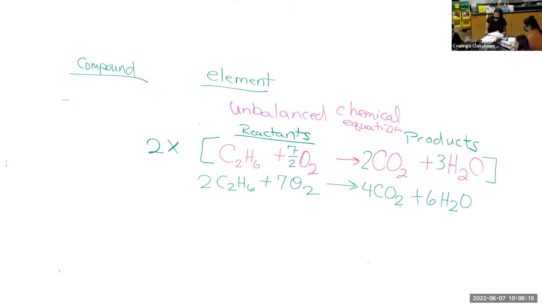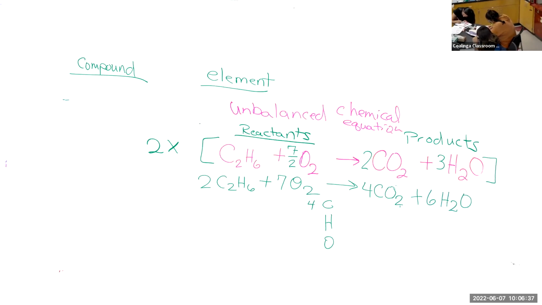Okay, now we want to confirm it, because you want to make sure that your answer is right. So let's go through and confirm it. So we know we have hydrogens, we have oxygens, and we have carbons. How many carbons do I have? 4. How many hydrogens? How many oxygens? 7 times 2. 14.